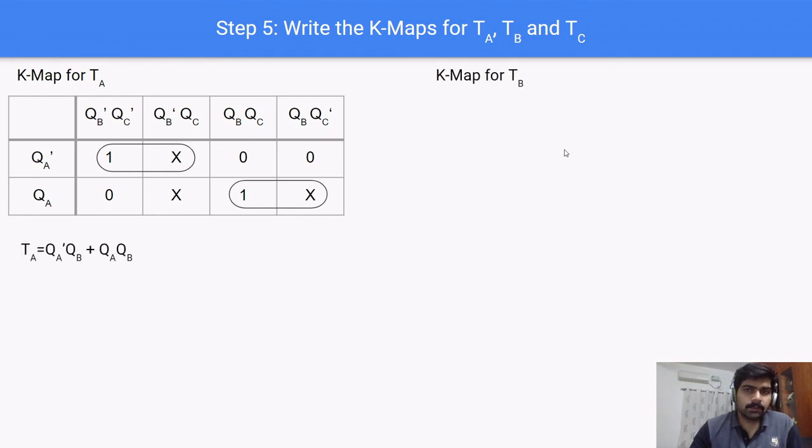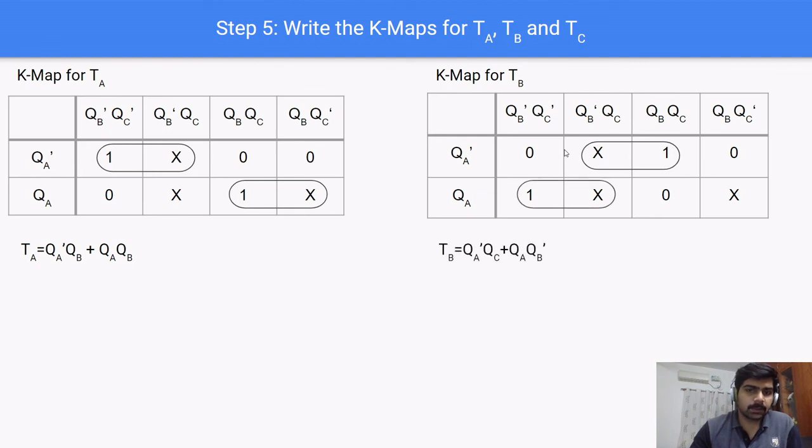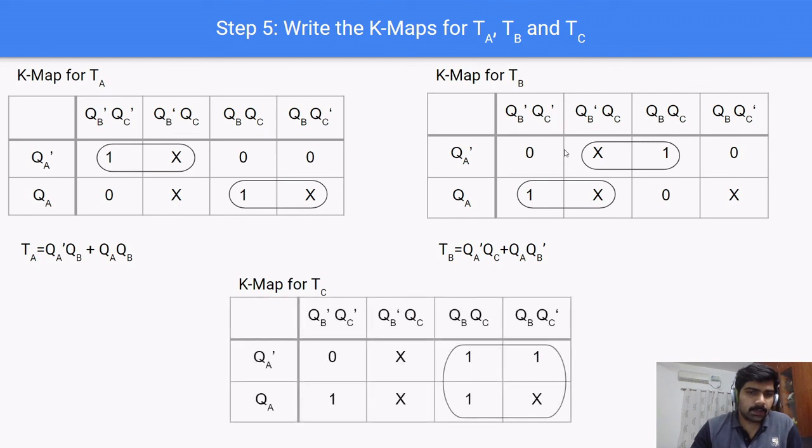Moving on, K map for TB is this, and we get one pair here and one pair here. Finally, we get this equation. TB is equal to QA dash QC plus QA QB dash. The last K map is for TC, and we get two quads over here, giving us the last and final equation. TC is equal to QA plus QB.